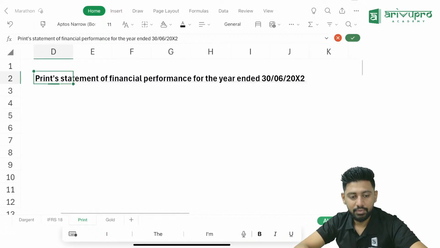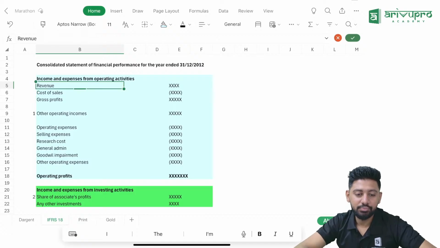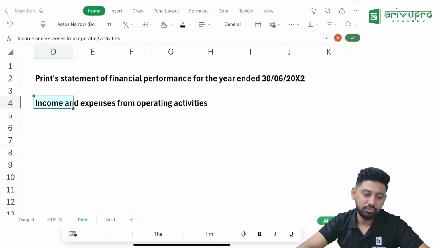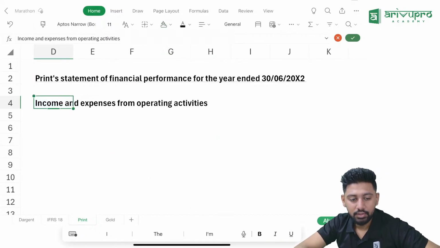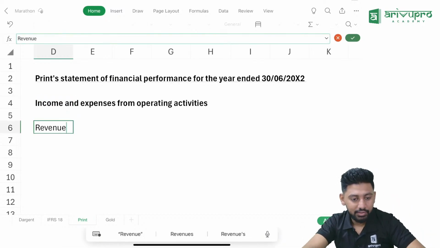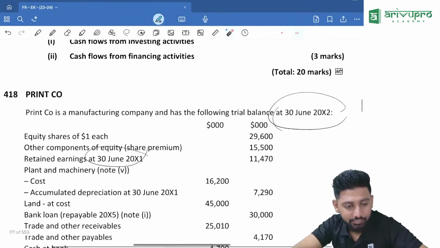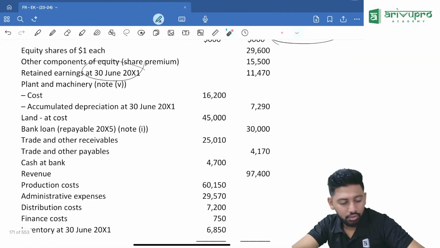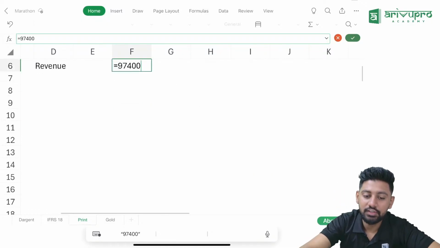Once I'm done with my heading, now what am I going to do? I'm going to say income and expenses from my operating activities. Right here, I'll be having my revenue. Now in the exam, I'll go check for my revenue. How much is my revenue? 97,400. I will look for any adjustments that we did.